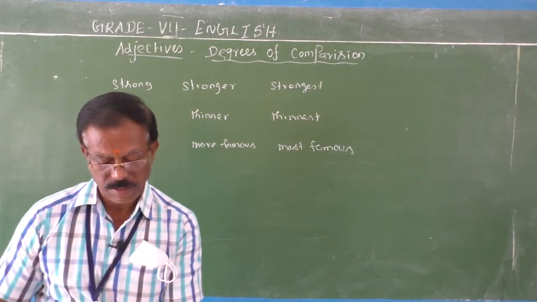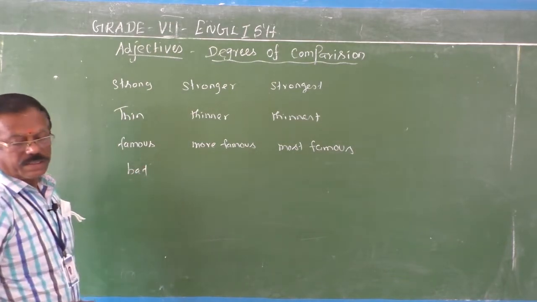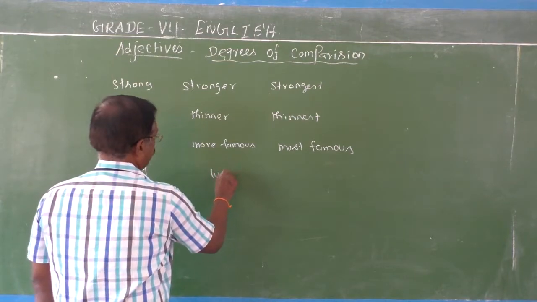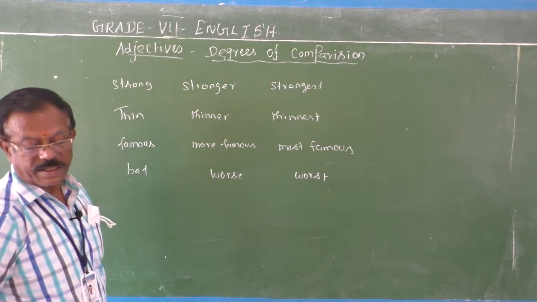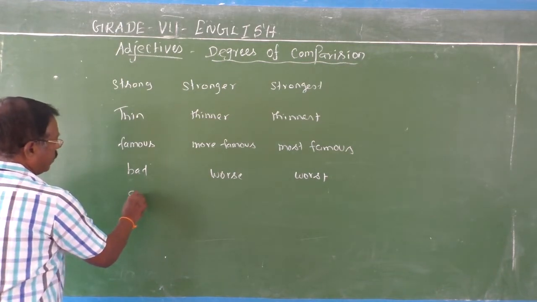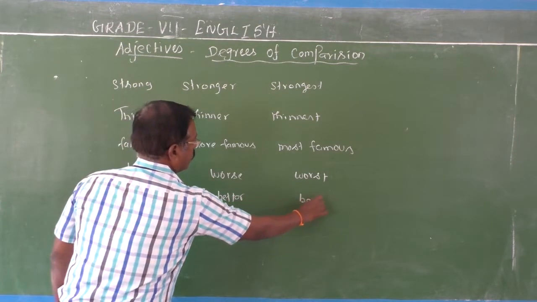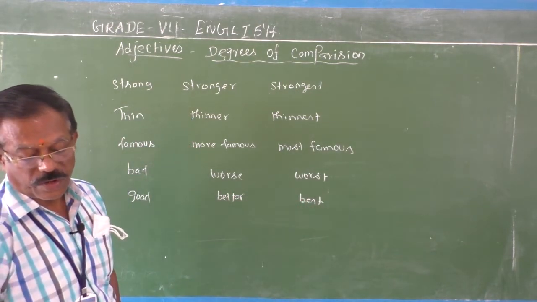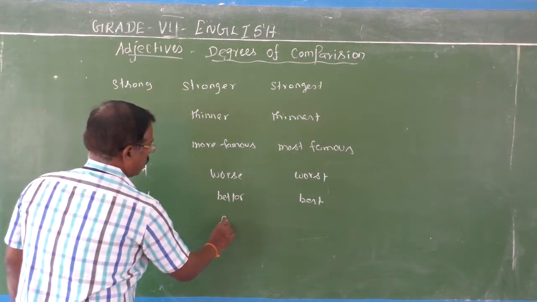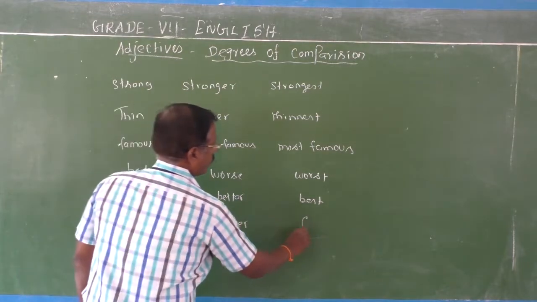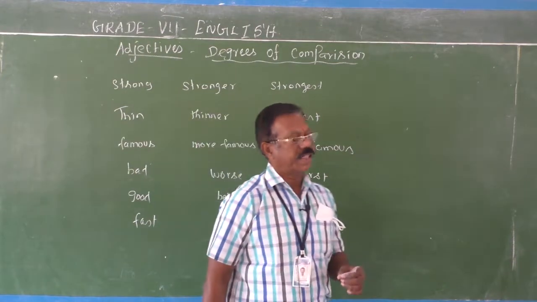Then bad, worse, worst. Good, better, best. Fast, faster, fastest. Here I have given some selected adjectives.